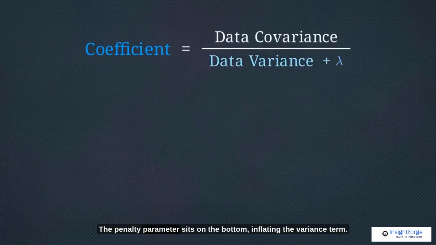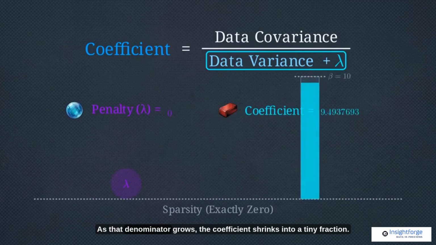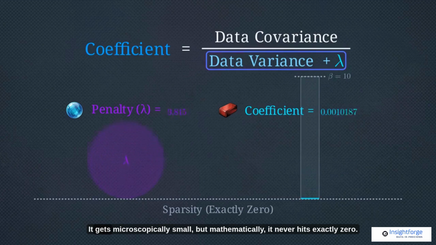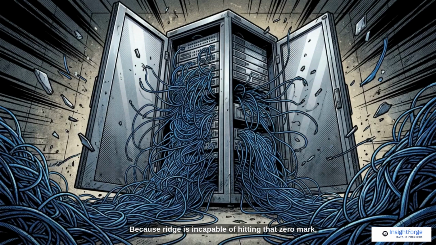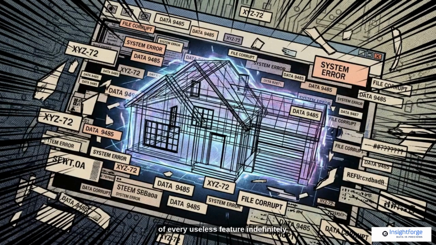Look at the denominator of the ridge formula. The penalty parameter sits on the bottom, inflating the variance term. As that denominator grows, the coefficient shrinks into a tiny fraction. It gets microscopically small, but mathematically, it never hits exactly 0. Because ridge is incapable of hitting that 0 mark, the system remains bloated. Your model is forced to carry the computational weight of every useless feature indefinitely.